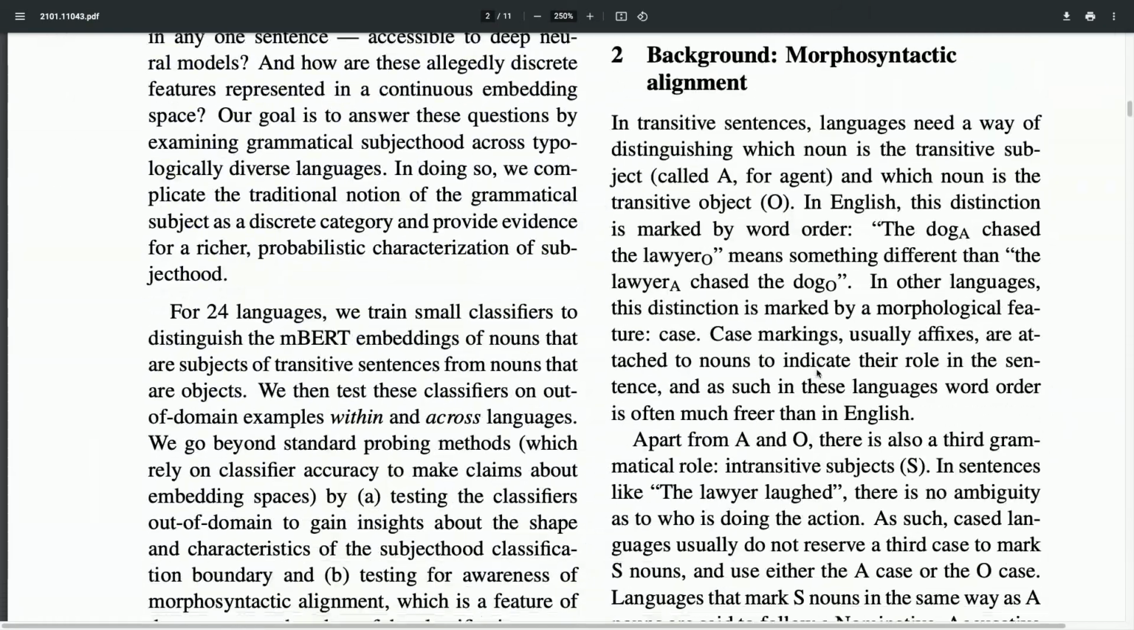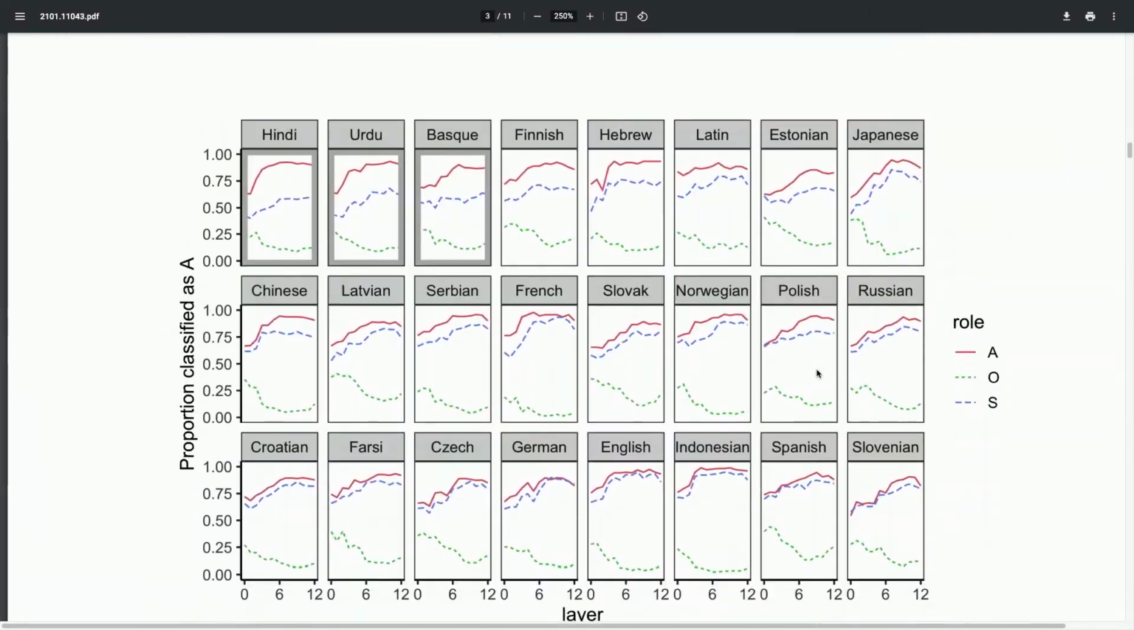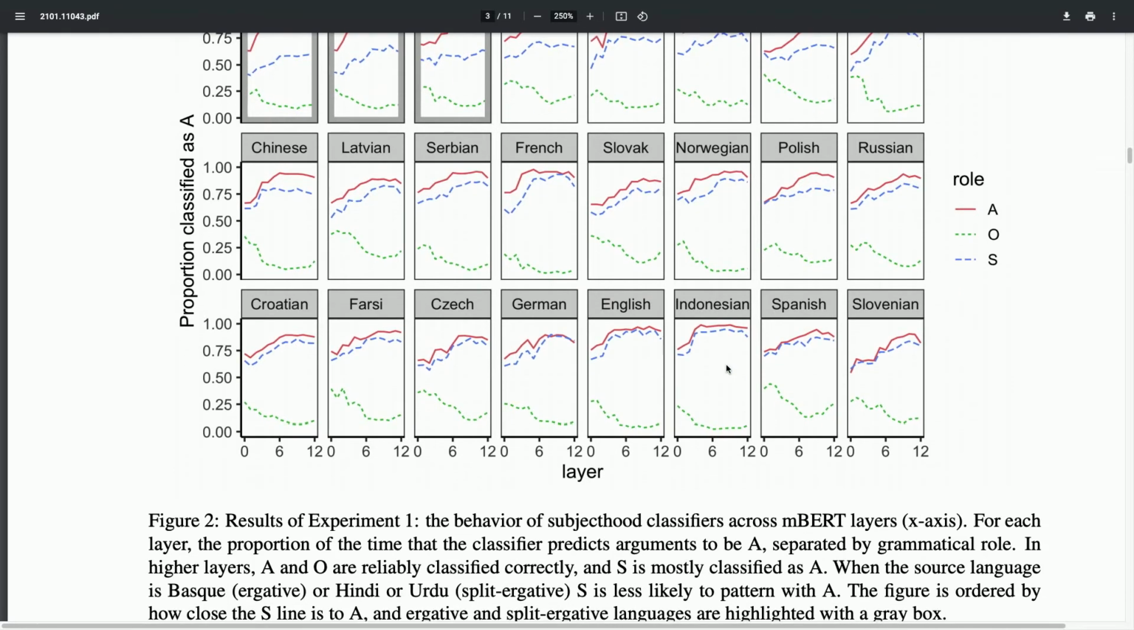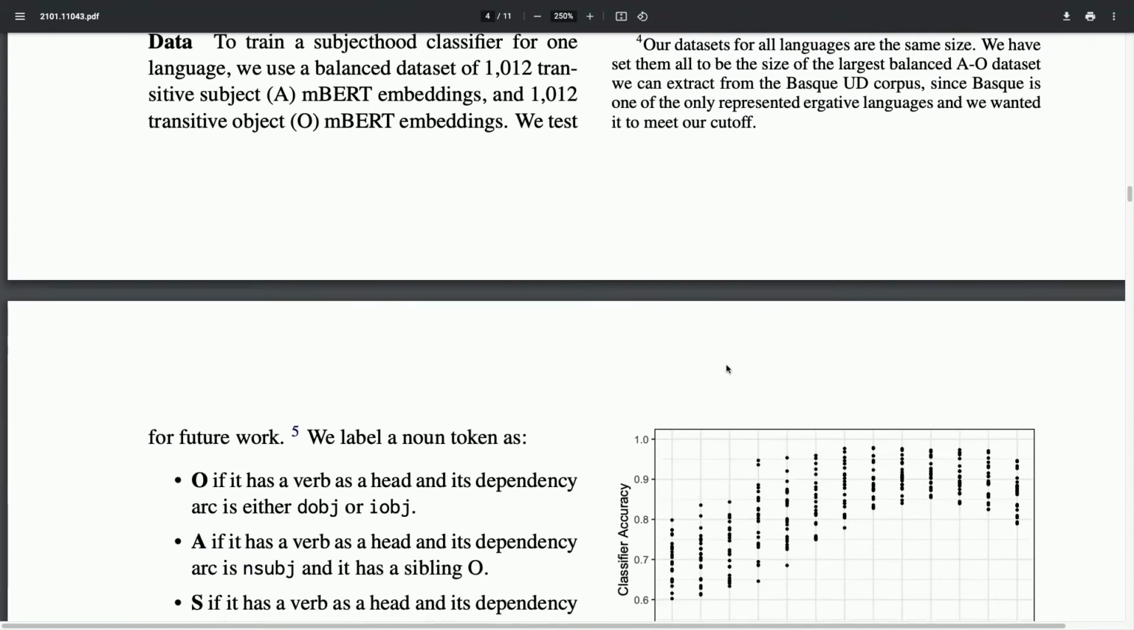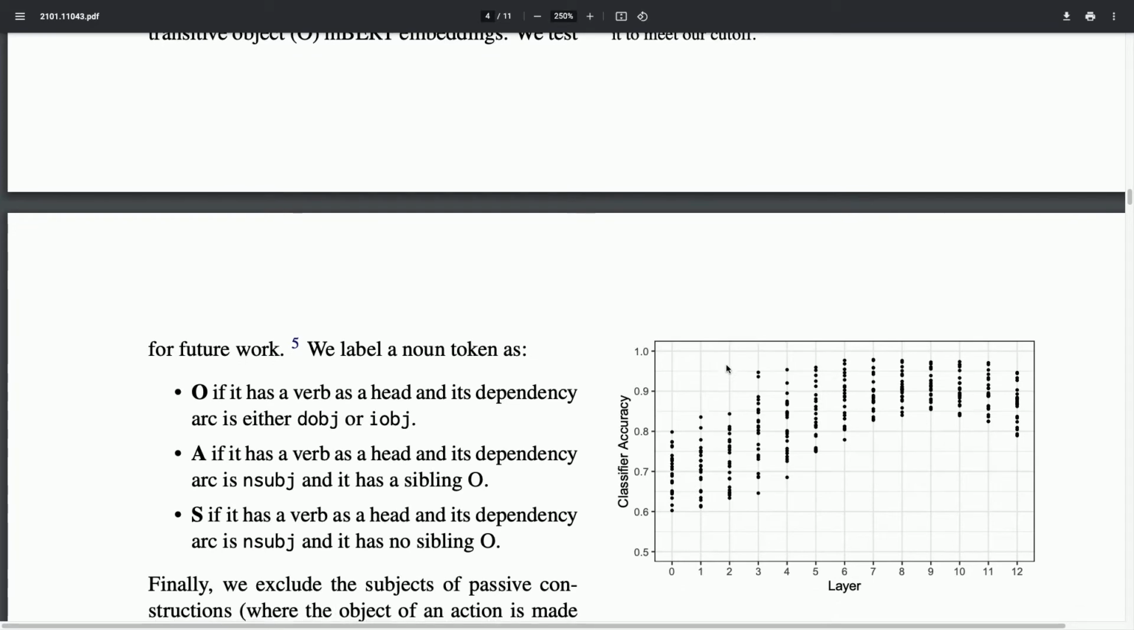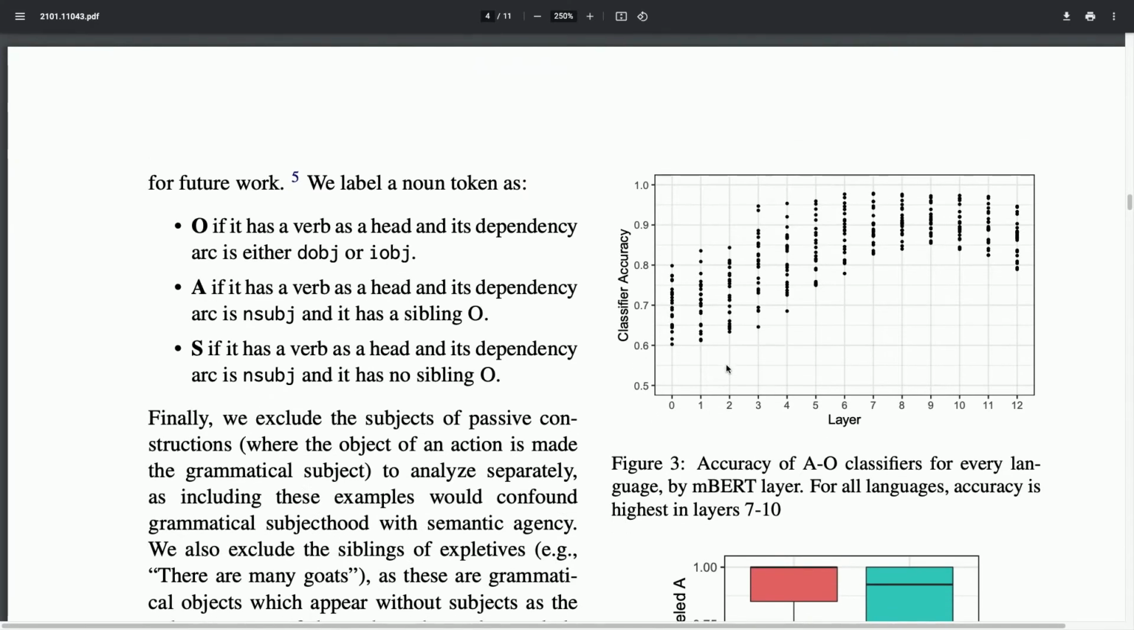So they do a bunch of different experiments. You can see some of the languages here. So you have Hindi, Urdu, you have the European languages, you have Farsi, Japanese, Russian, a huge amount of languages. And it seems that BERT is quite robust on this task. The task is actually not so simple because it varies across languages.